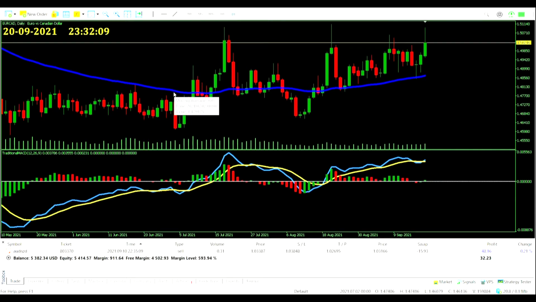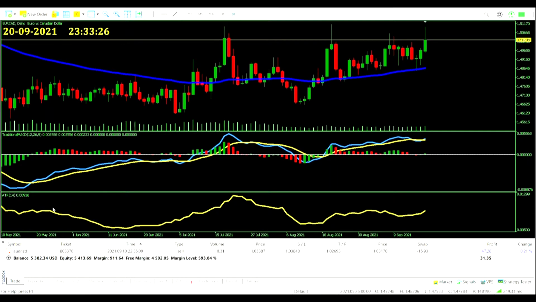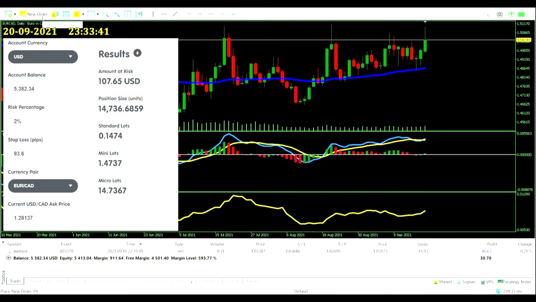Let's pull up our average true range. There it is, our money management assistant, currently showing 93.6 pips. Since we're doing a 1 times ATR to the stop loss, that's exactly what it will be for us. Here's our risk on the screen now.